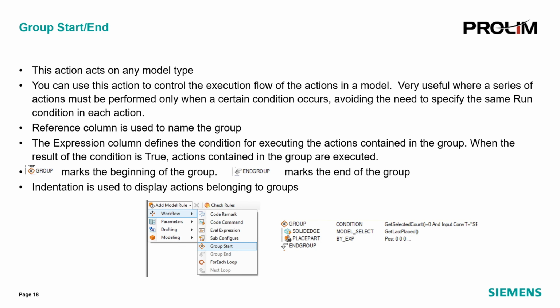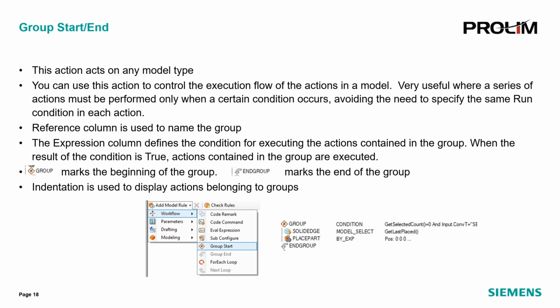Next one is group start or end. Again, this type of action acts on any type of model. This is very useful where a series of actions must be performed only when a certain condition occurs. And the advantage here is that it avoids you specifying the same run conditions for each action.